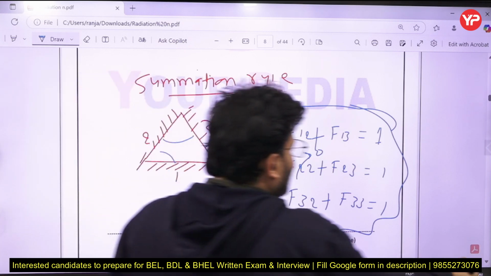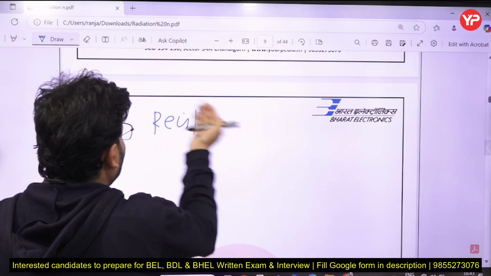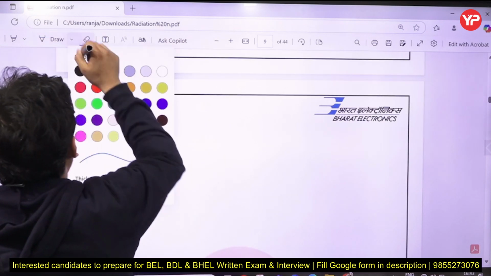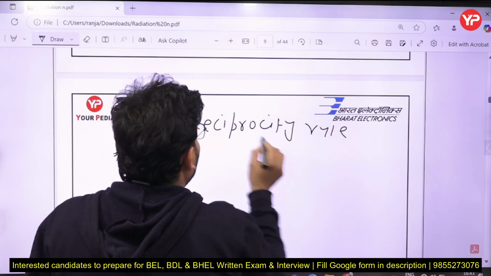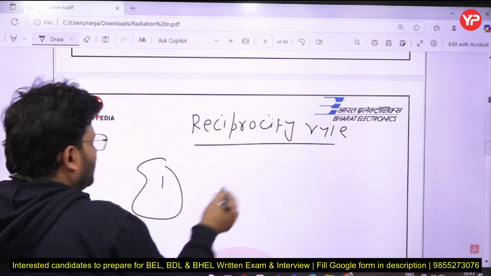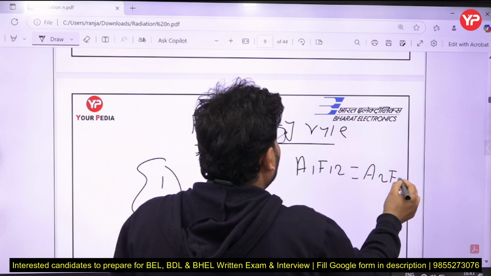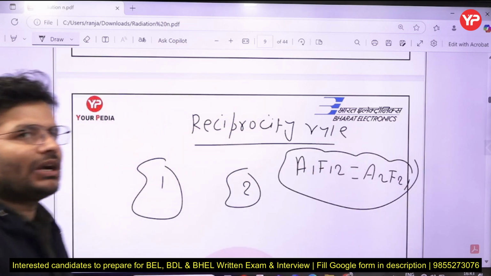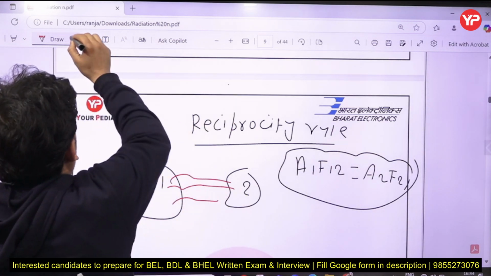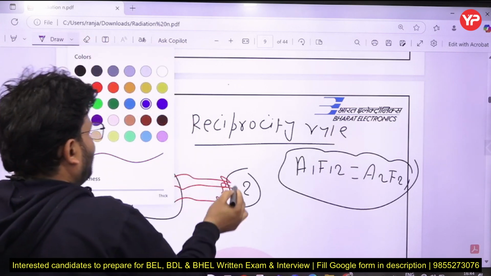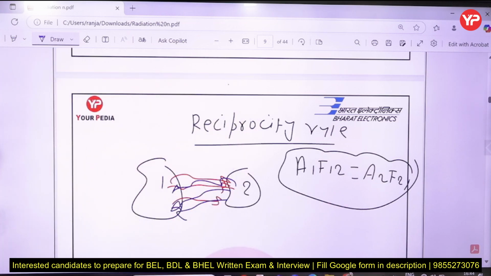Now see, the next rule is the reciprocity rule. What is the reciprocity rule? Suppose there is surface 1 and surface 2, so A1 F12 is equal to A2 F21. Try to keep in mind, A1 F12 is equal to A2 F21. So the energy and their area, coming from 1 going to 2, obviously will also come from 2 to 1. So A1 F12 is equal to A2 F21. Try to keep in mind that this relation will be used.